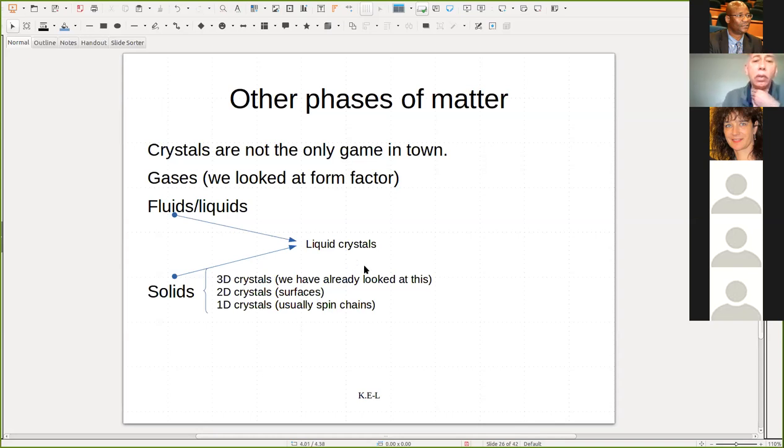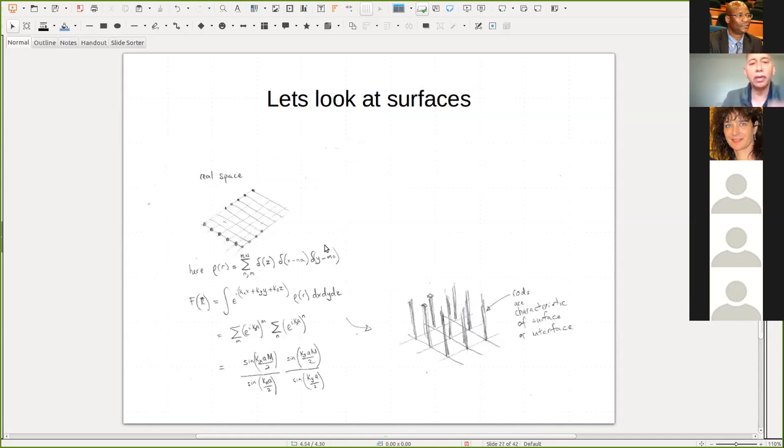And there's even liquid crystals, which is sort of partial, sort of maybe a fluid. It's ordered in one direction and fluid in another. And you know, you can look that up if you want.